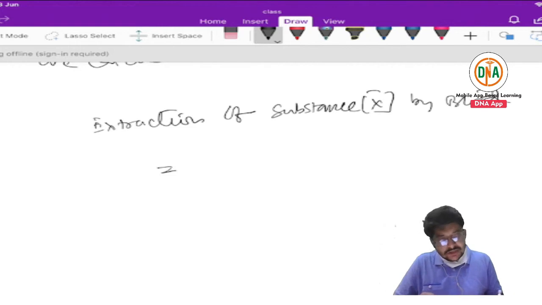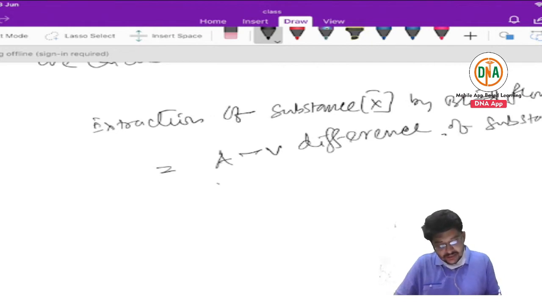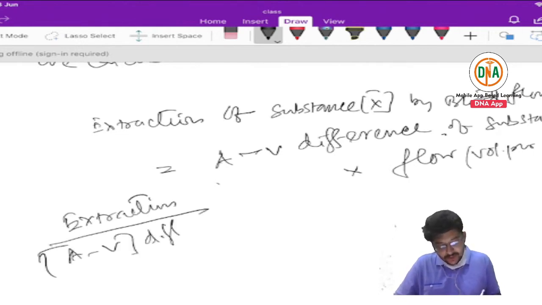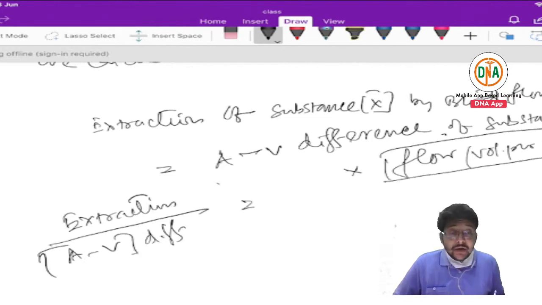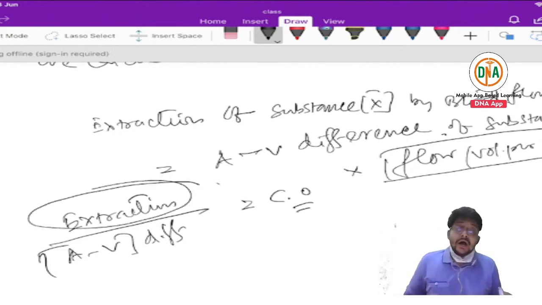So extraction of the substance by blood flow is actually equivalent to the AV difference of substance into flow. Flow means volume per minute. So flow will be extraction divided by AV difference. Now flow is extraction divided by difference, means flow here is the cardiac output. That's the Fick's law. Now extraction, how is that calculated?